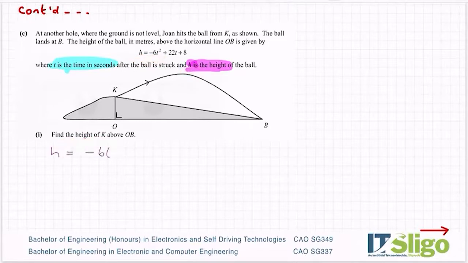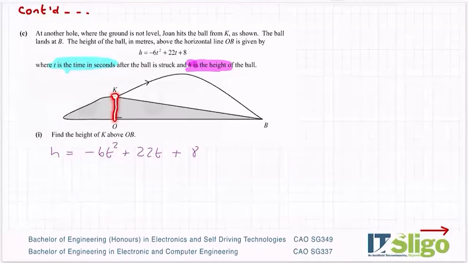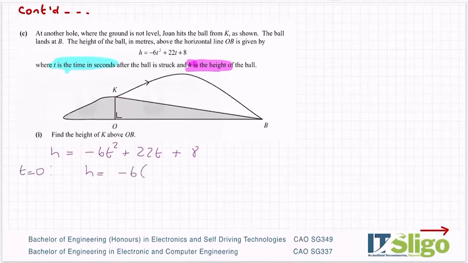So h is equal to minus 6t squared plus 22t plus 8. Okay, so I'm solving for h, which means I'm typically subbing in for t. If you're going to find the height of K above OB, then no time has passed at this stage. So Joan is still standing on that spot. No time has passed. So in this case, t is equal to 0. Okay, so h is equal to minus 6 times 0 squared, plus 22 times 0, plus 8. So that height is equal to 8 meters. Okay, I was just looking for the units. So 8 meters.